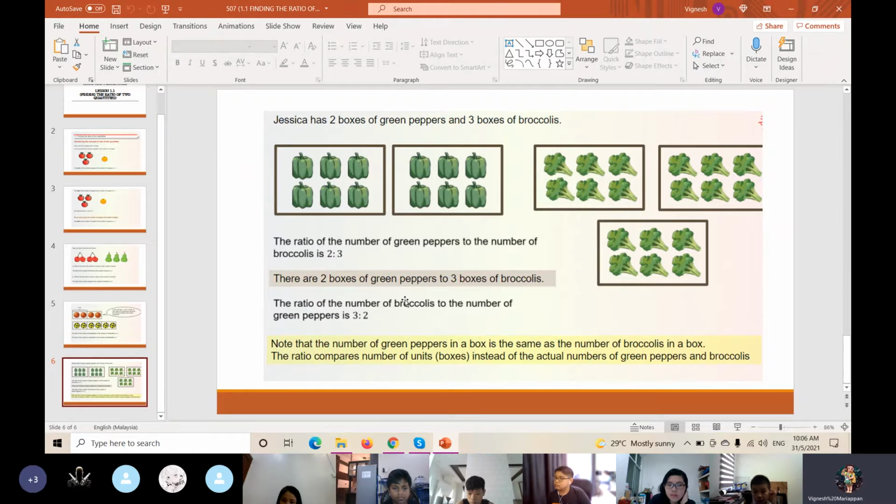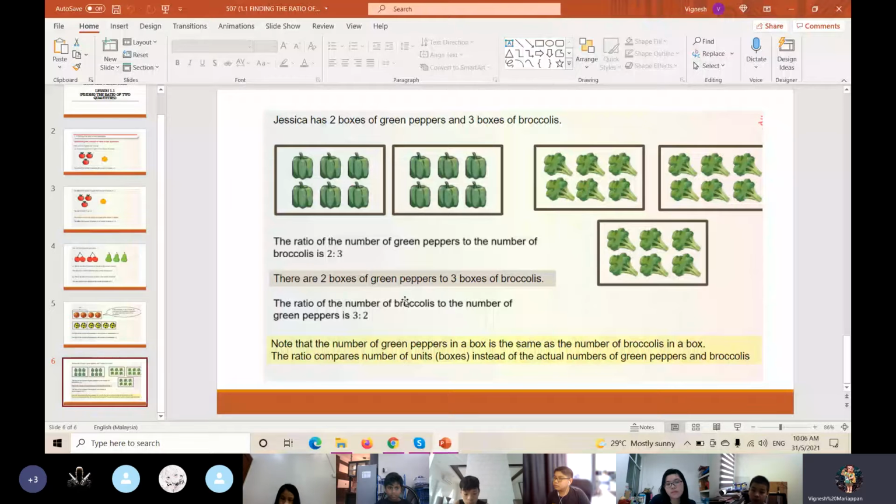No. Okay, let's say for green peppers, we have 2 boxes. 1 box is equal to 6 green peppers. 1 more box is 6 green peppers. And same goes for broccoli. So we have 2 boxes of green peppers and then 3 boxes of broccolis. So the ratio should be 2 to 3. Understand or not? Understand.